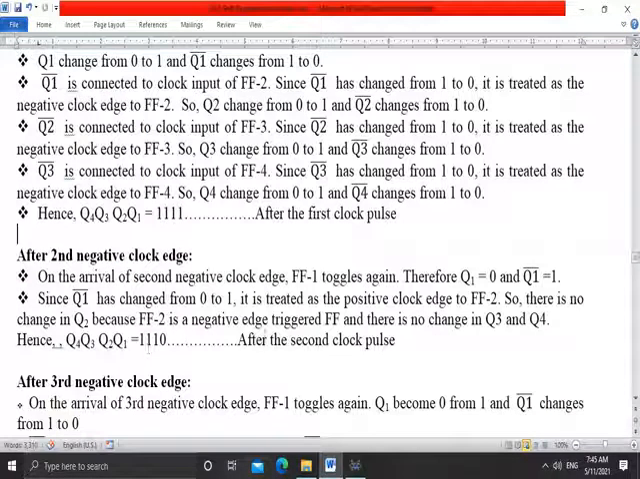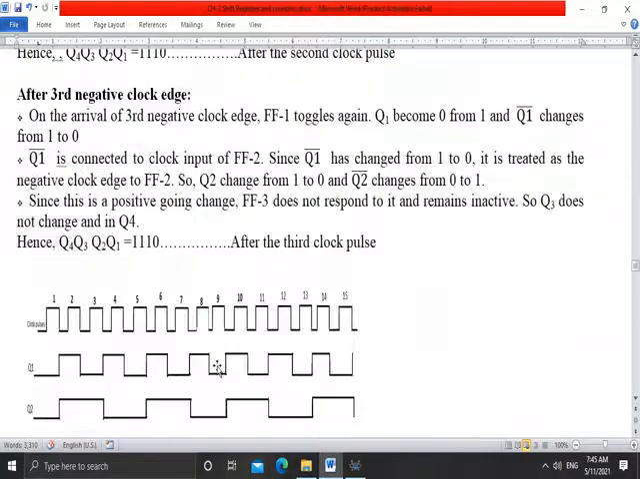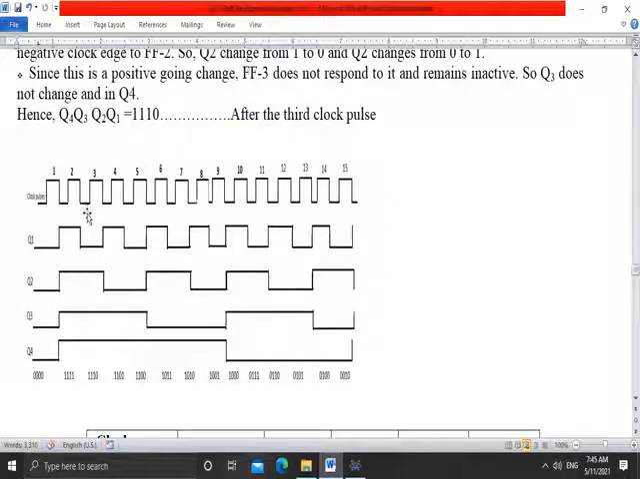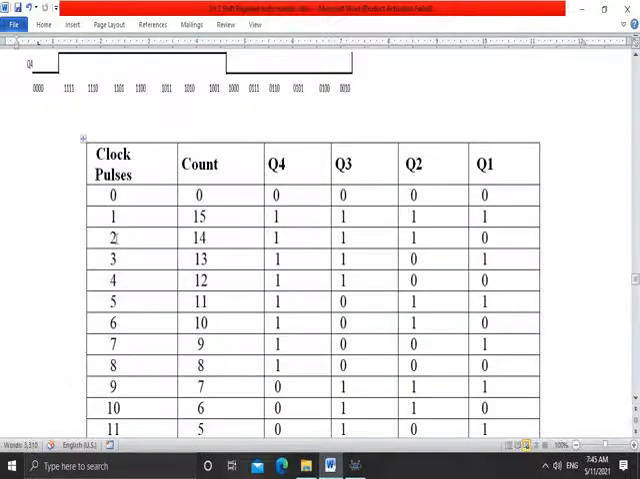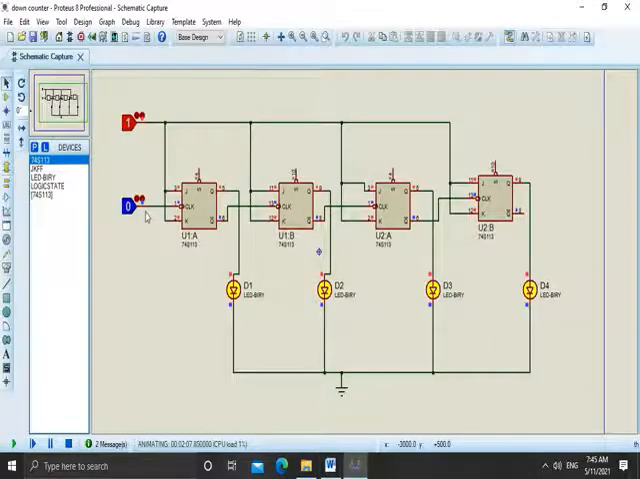1 1 1 0 after the second clock pulse. Draw it in the waveform. After the second clock pulse, this becomes 0, this is 1, Q3 becomes 1 and Q4 becomes 1. Write it in the truth table. After the second clock pulse, only Q1 becomes 0 and all others remain 1 as they were. Check in the simulator. After the second clock pulse, only the first flip flop changes its state.